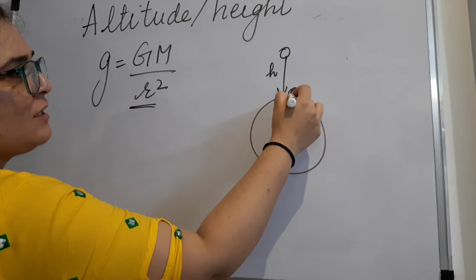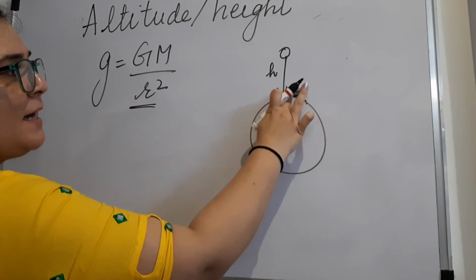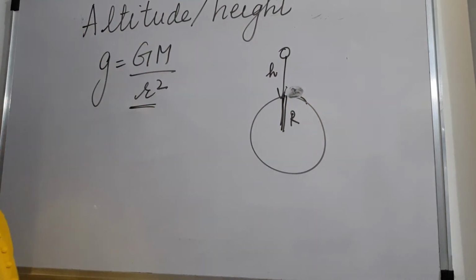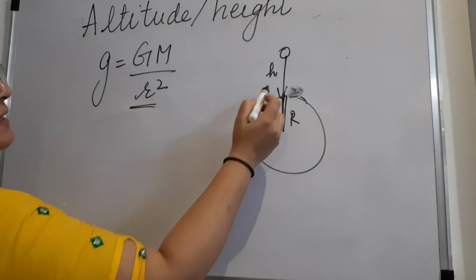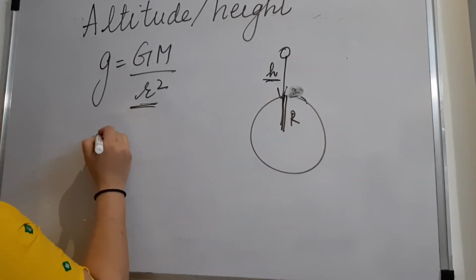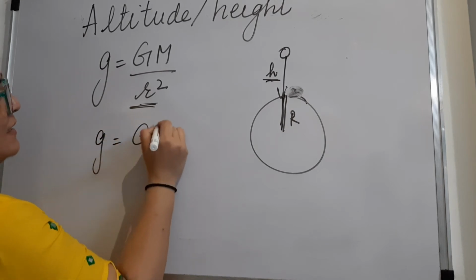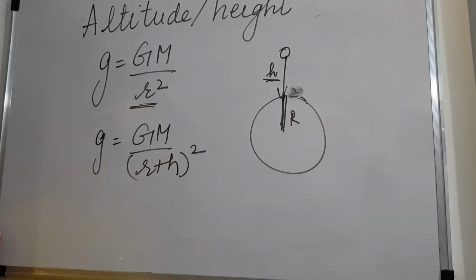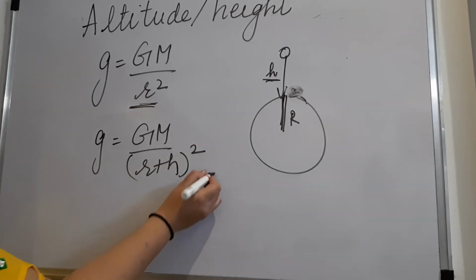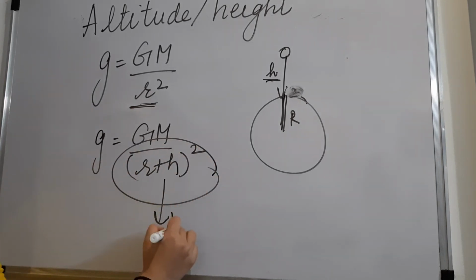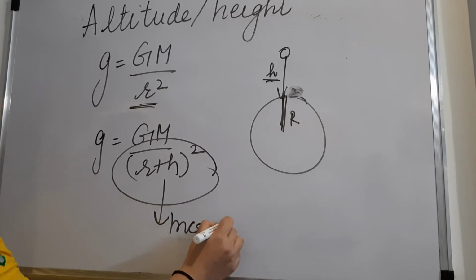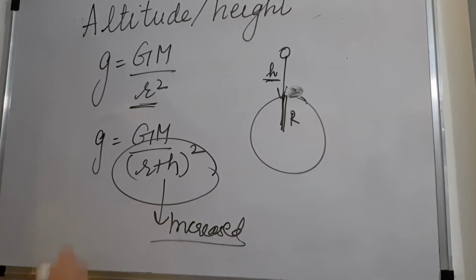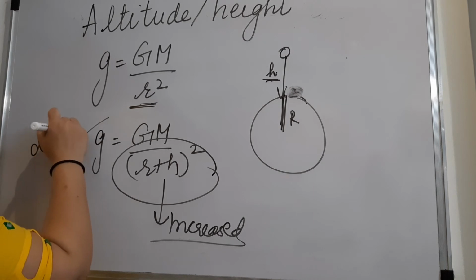Now if we are finding out the value of g, the distance which was R earlier, when the object was on the surface of Earth, it was R. But now the object is somewhere at a particular height, let's say h. So what will happen? This h will be added over here. So what we are going to get is g equals GM by (R plus h) whole square. Now again the value in the denominator has increased, so the value of g will decrease.